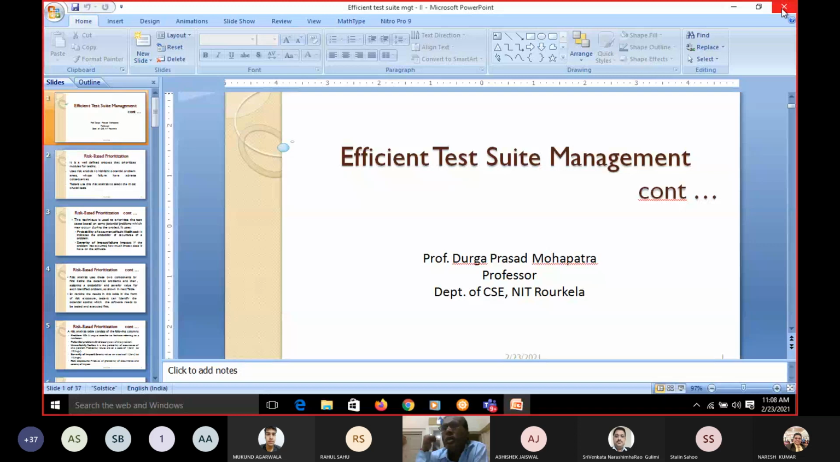Please check your email. I had sent a mail to attend an international conference on software engineering. Those who have registered can attend from Thursday. That's the international conference on software engineering. Many talks and keynote speeches are there. On testing also, so many papers and workshops are there. Those who have registered, please attend.